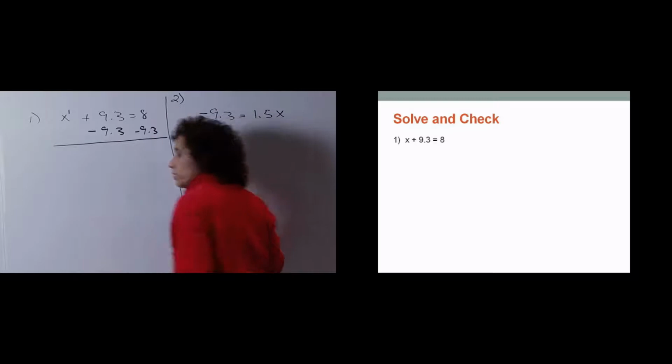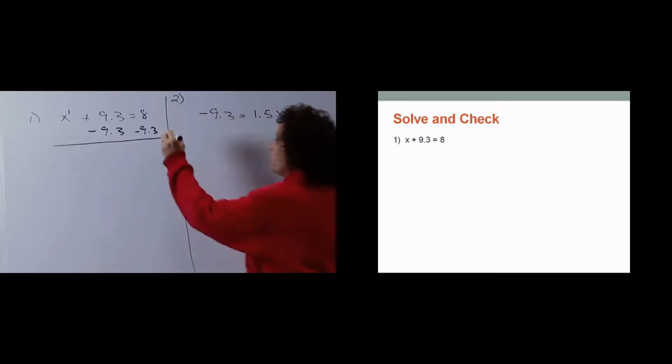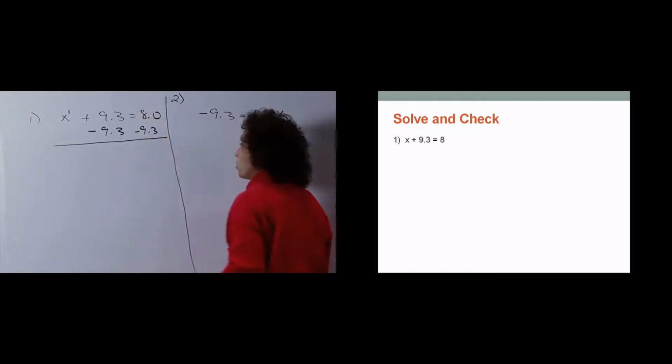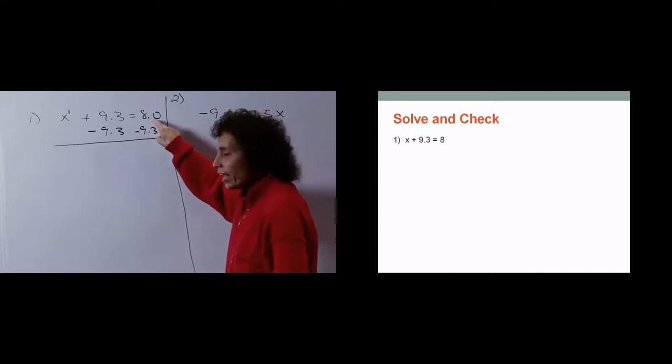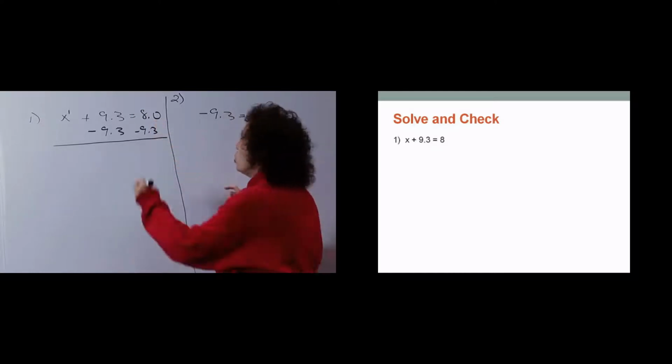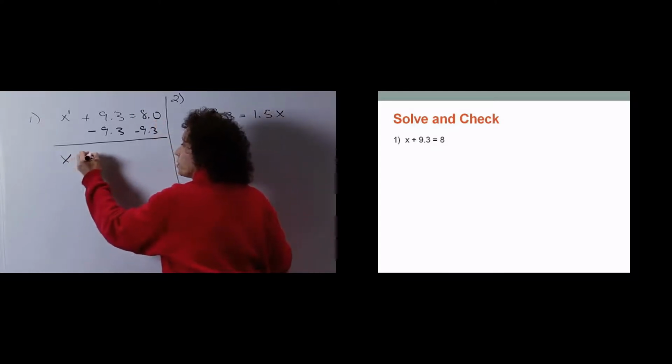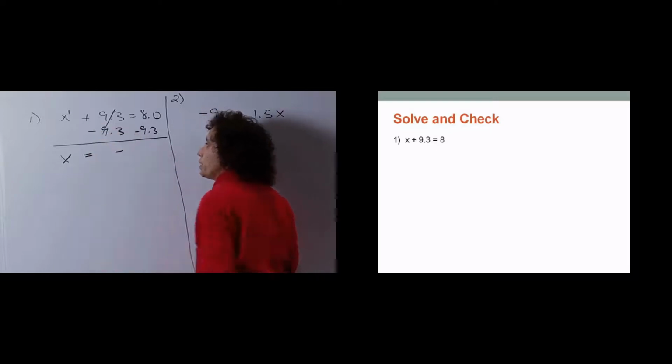Here's what you've got to be careful of, however, because this is 8.0. Remember, we have to line up our decimals. But this is, I have 8, I owe 9. So you know the answer is going to be negative. I'm going to cross this out. I know my answer is going to be negative.